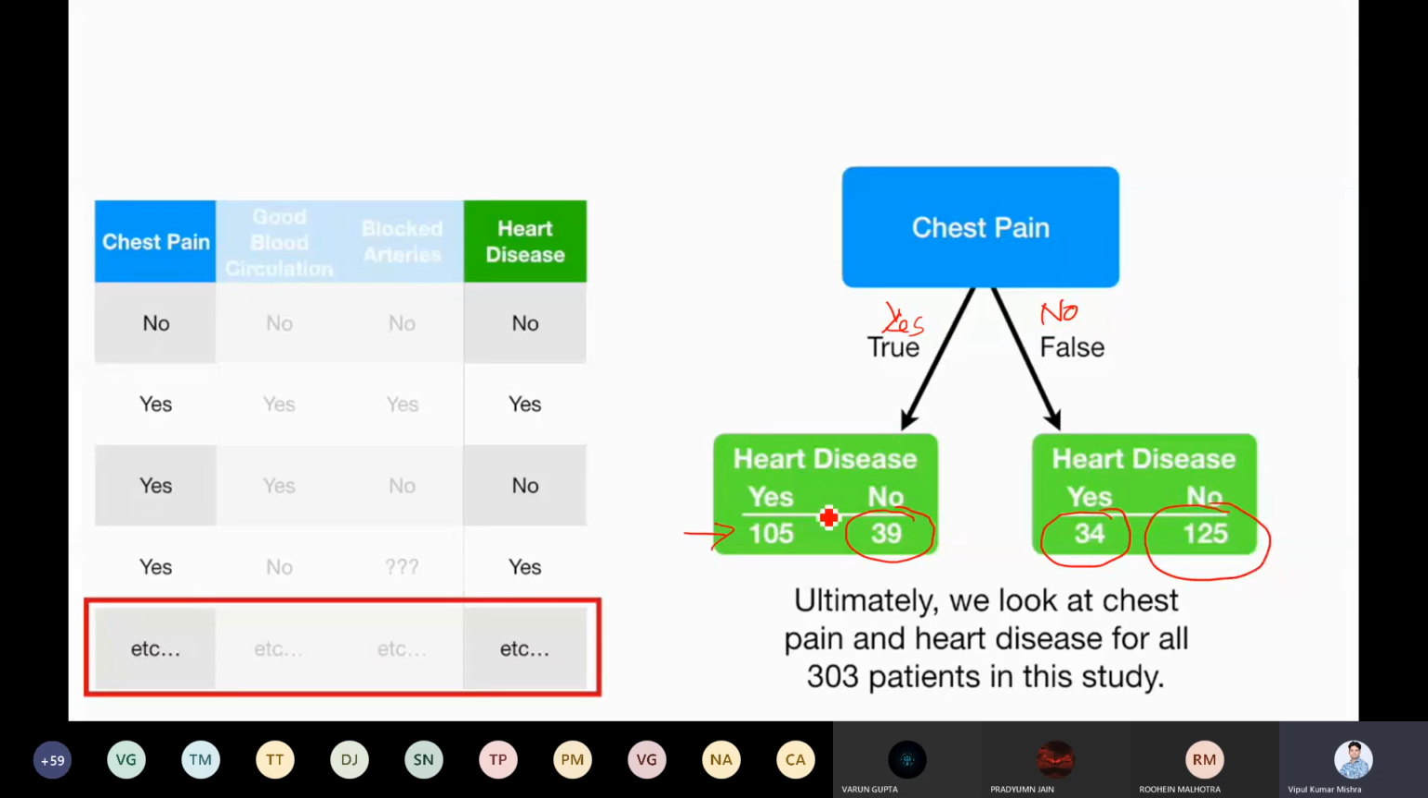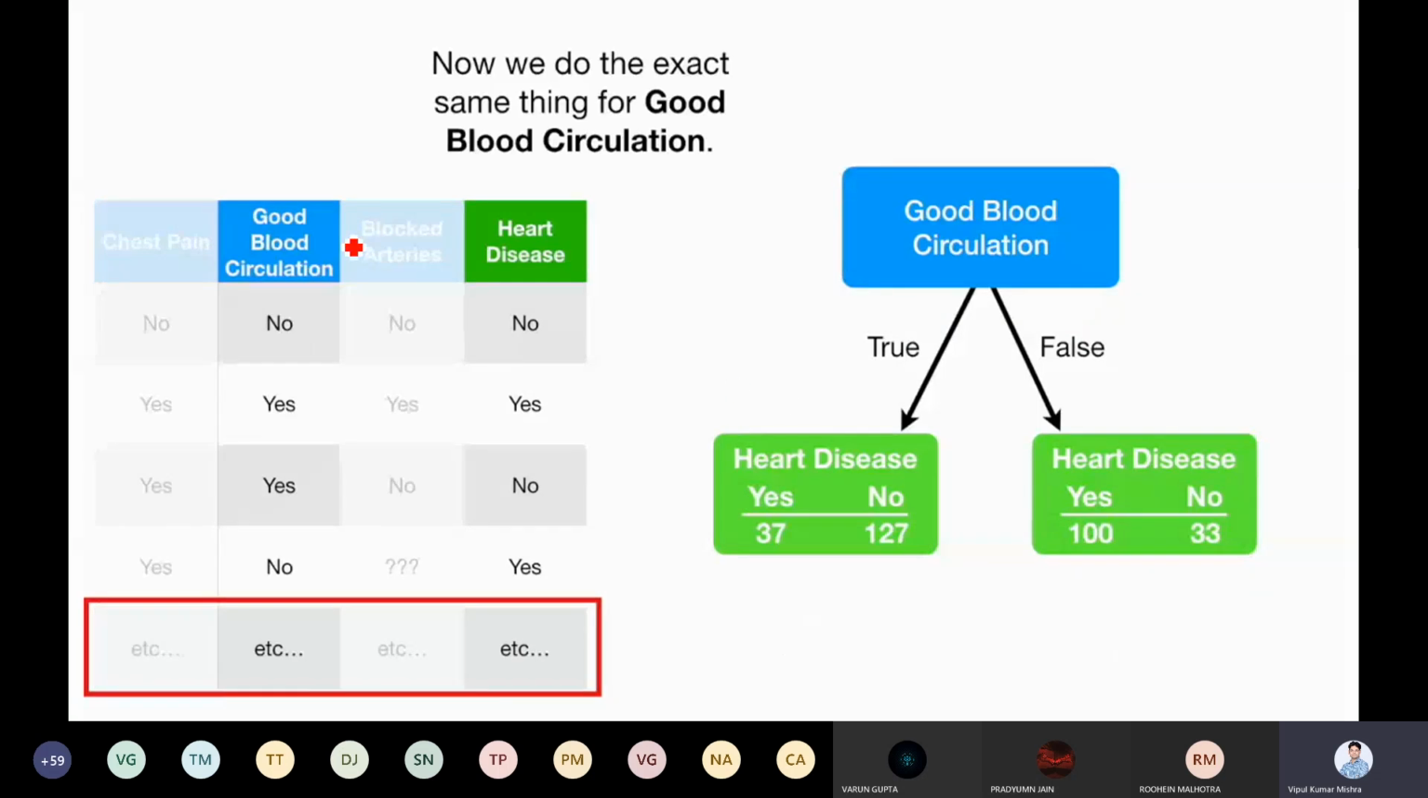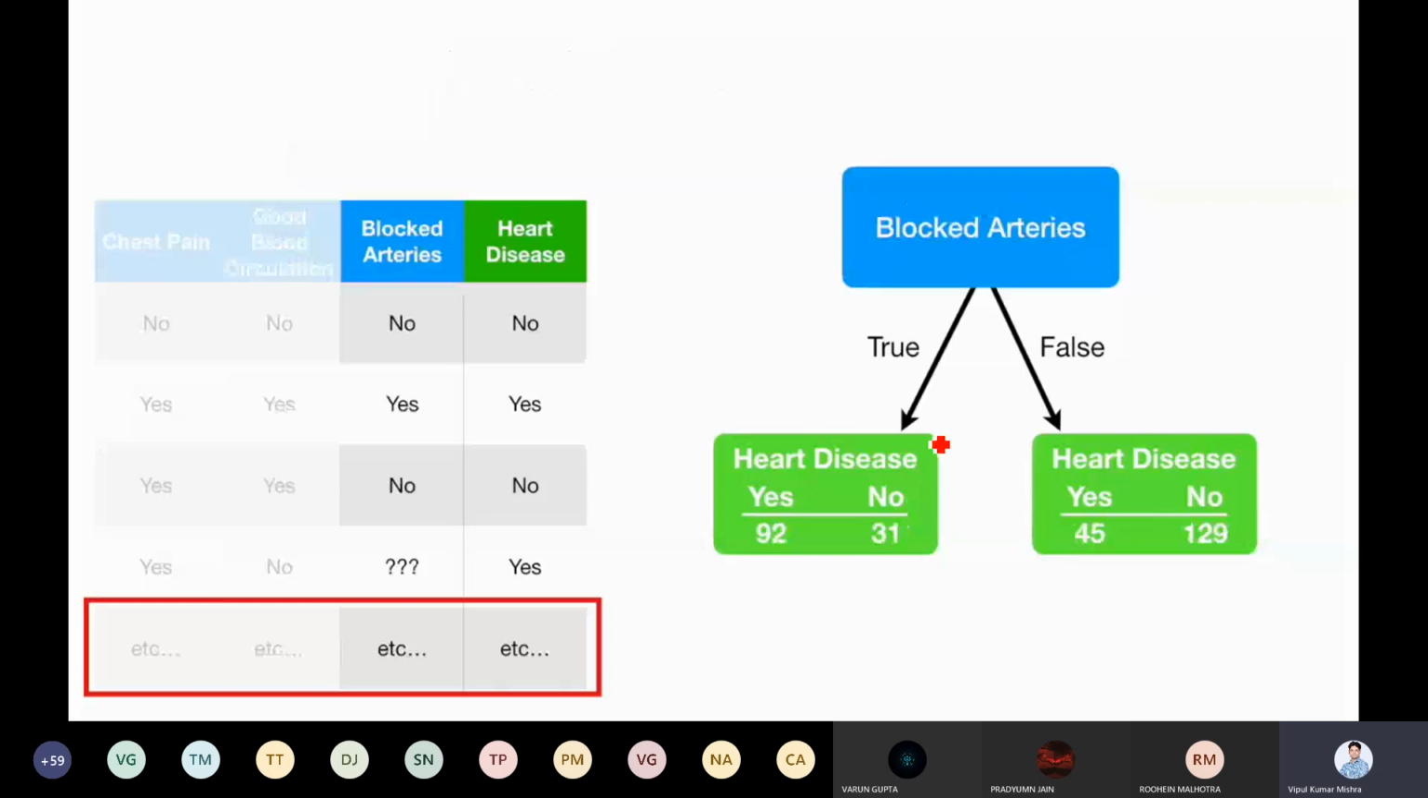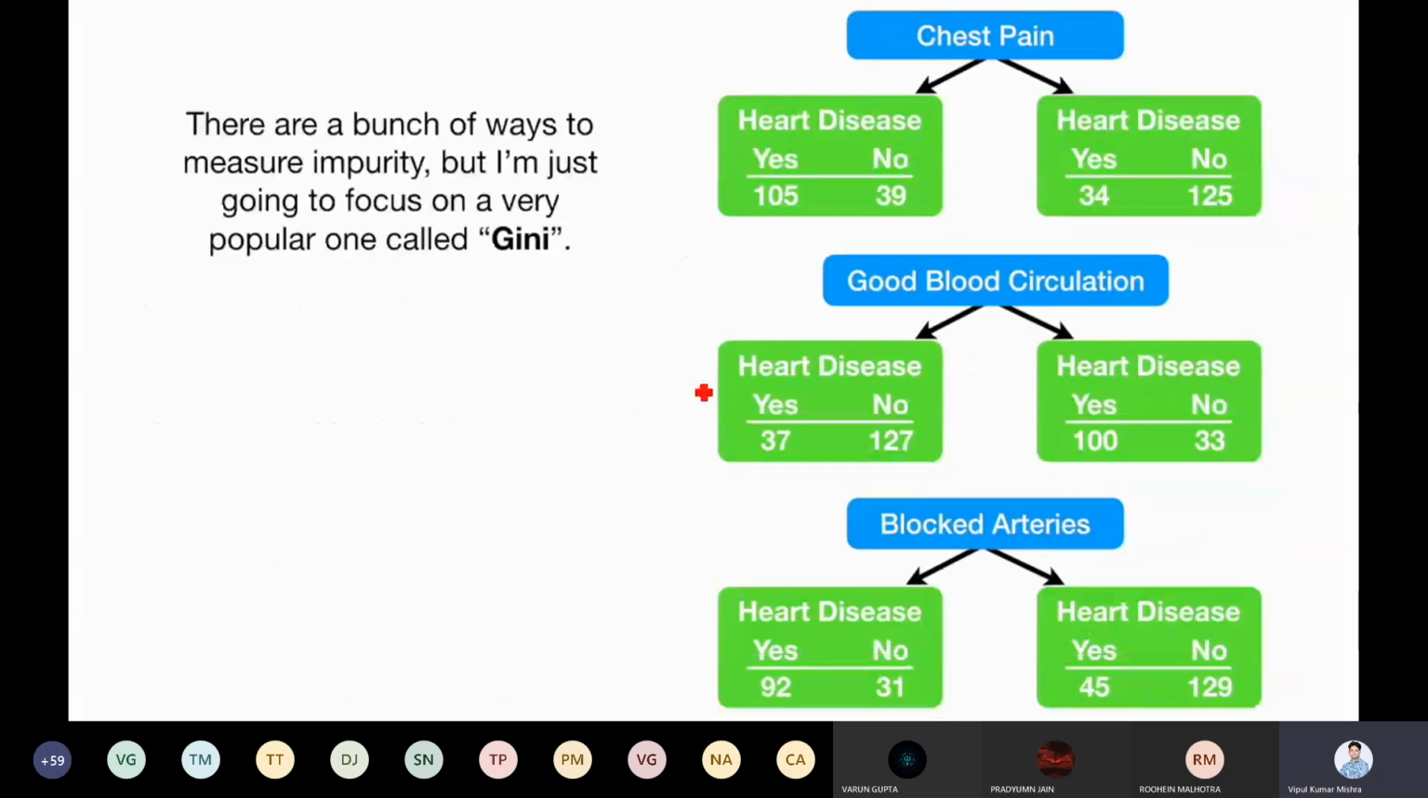Once we got these numbers, we'll do the same exercise for good blood circulation, and we have completed counting for the second parameter, good blood circulation. Similarly, we will do it for blocked arteries as well. Once you compute these counts, based on that you will compute the Gini score. Let's come into how we will compute the Gini score.